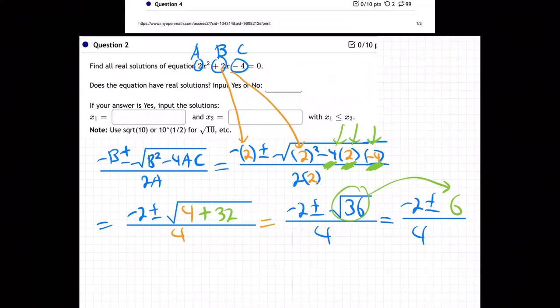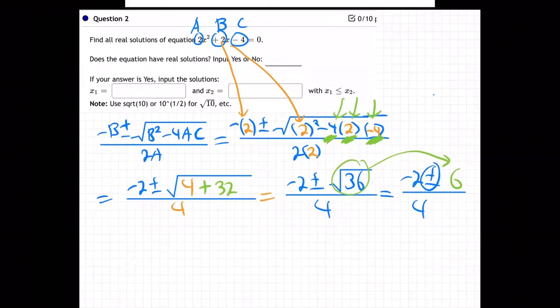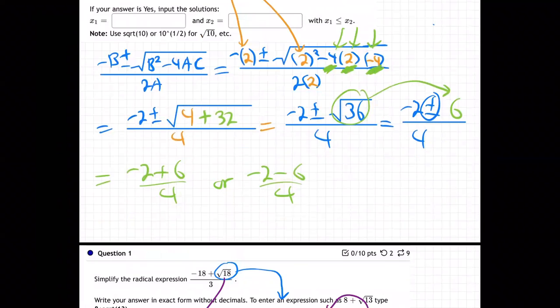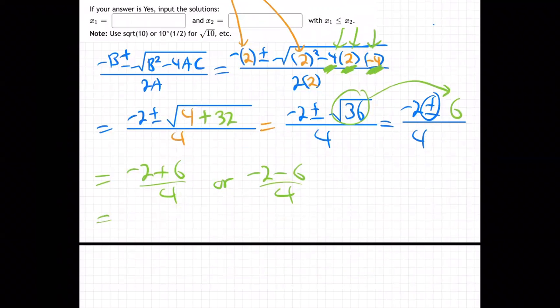So now we've got this plus or minus. So we go ahead and do those two options. We got negative 2 plus 6 over 4, or negative 2 minus 6 over 4. We have to break up the two different options. A plus or minus there in the middle meant two different options. So what are those? Well, those are going to be negative 2 plus 6. That's 4 over 4, which is 1. This one is negative 8 over 4, which is negative 2. So the answers are 1 and negative 2.